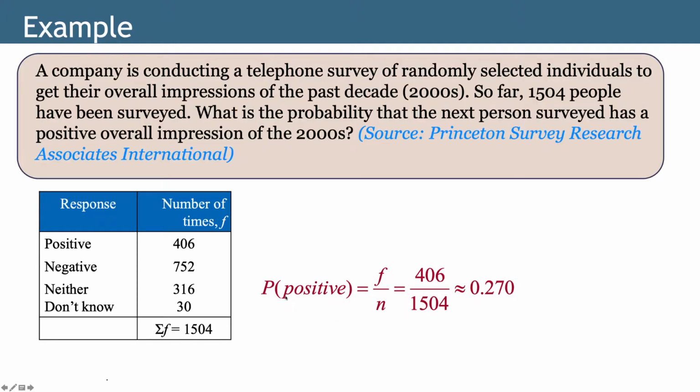So here's an example of that empirical. Here's a survey about some people's impressions of the 2000s. Now, many of you were probably pretty young, but in the 2000s, we had the market crash. So a lot of people, if you were to ask them about that decade, probably not very positive. In fact, based on this survey, if I was to ask somebody their opinion, what's the probability they said positive? Well, there are 406 out of 1504. That works out to about 27% roughly. So that would be roughly the probability that we would estimate somebody having a positive opinion of that decade.